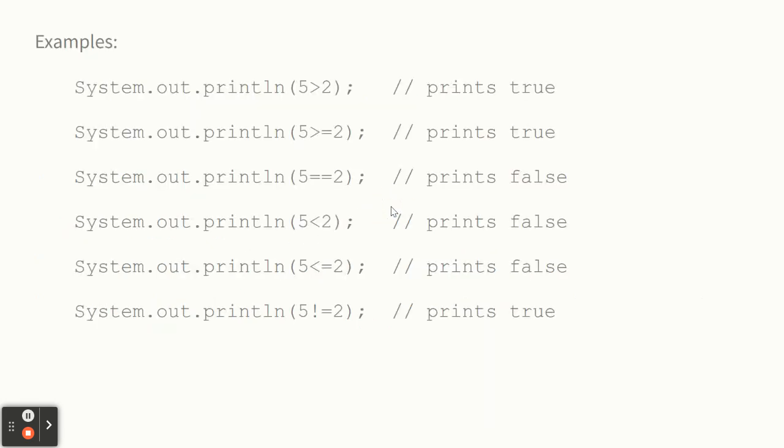So here's some examples of Boolean expressions. They're all being printed. 5 greater than 2, that's true. 5 greater than or equal to 2, that's true. 5 equal to 2 is going to print false because that's not a true statement. 5 less than 2 prints false. 5 less than or equal to 2 is also false. And 5 not equal to 2 also prints false. So these are Boolean expressions. Any questions?